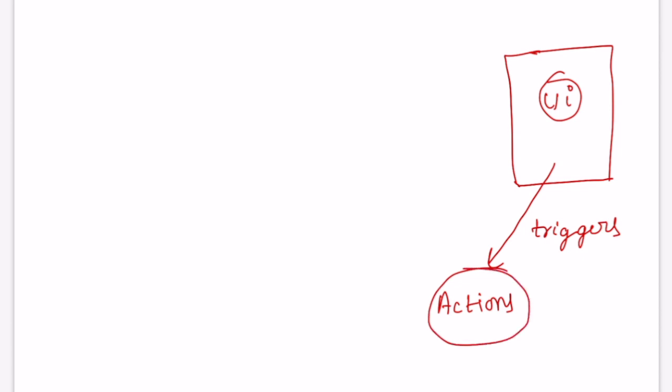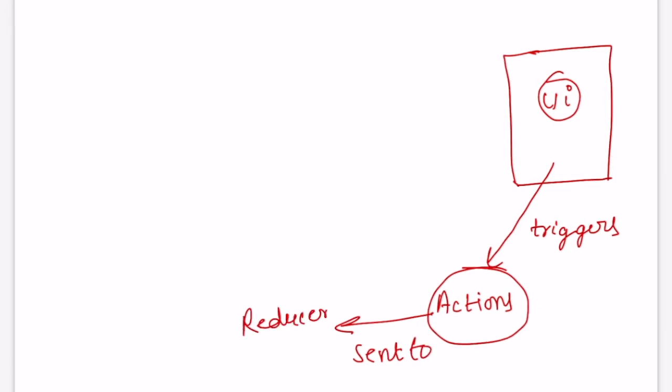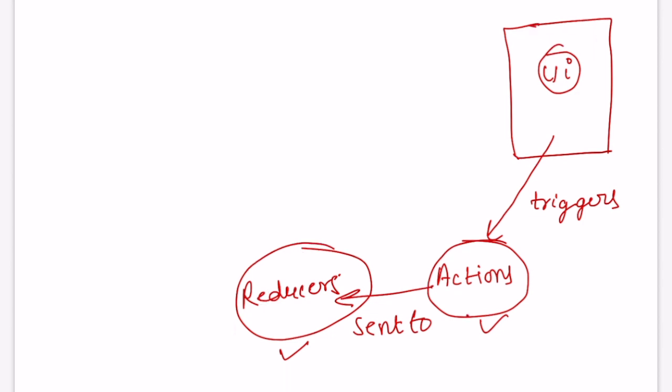Okay, there can be several kinds of actions you can trigger from the UI. When an action is triggered, the action will send some data, some type, to reducers. Again, there can be multiple different types of reducers. So UI, and then action, and then reducer. Okay, and then the reducer will update the store.